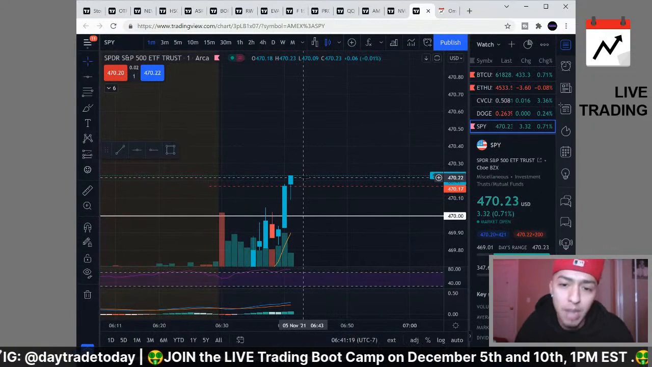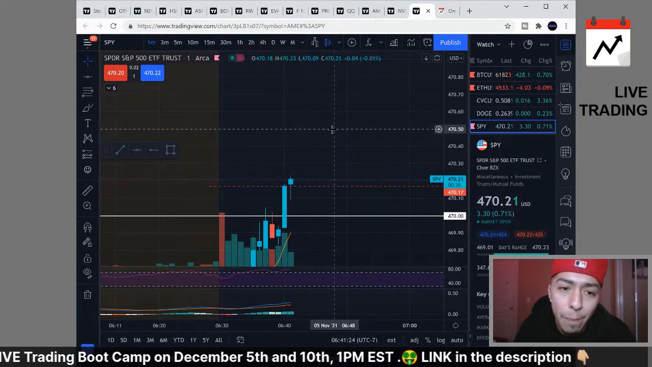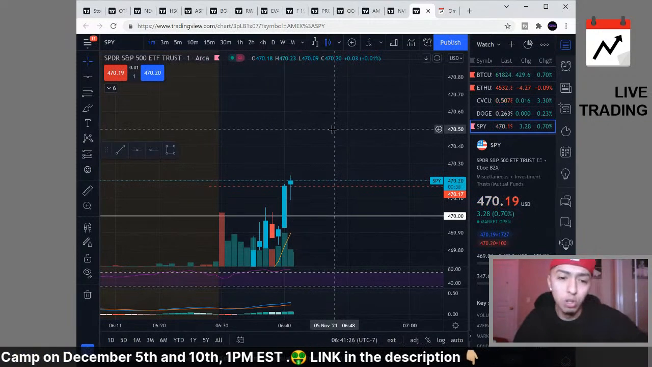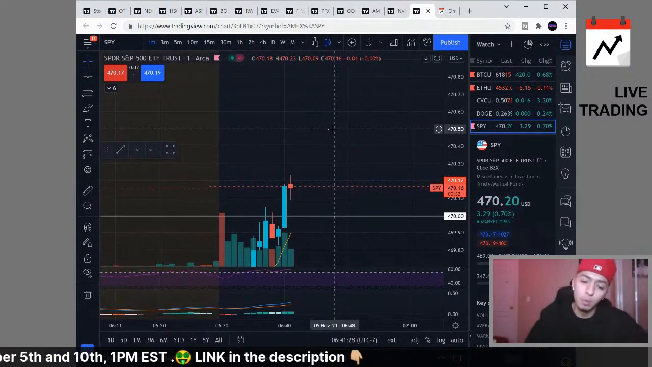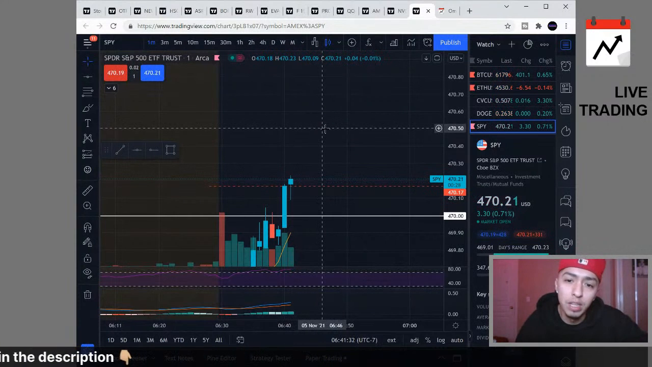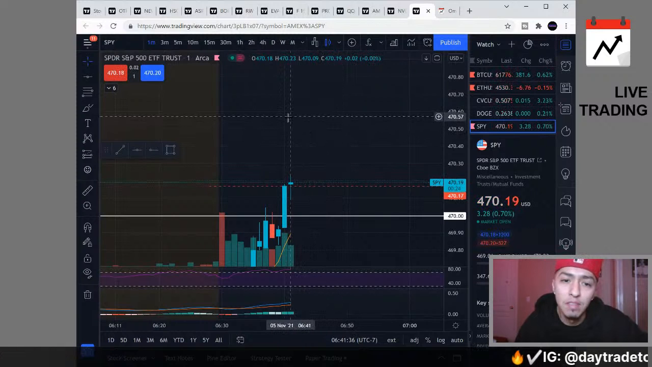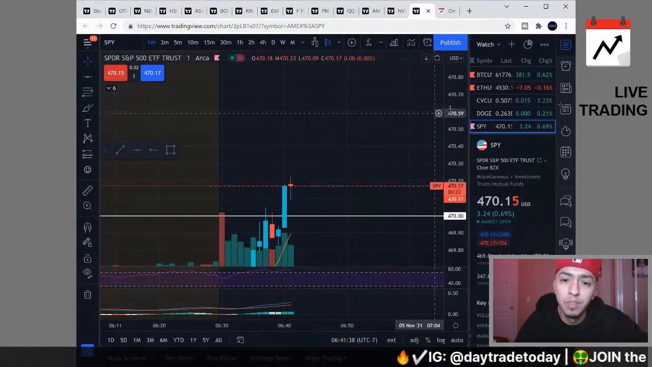Again, have some diamond hands. Ride this up to 470.50. If you see the candlestick start to struggle as we reach 470.50, I would take profits as you get close to it, and then wait until we break through 470.50, and then you can re-enter at 470.57 on option calls.